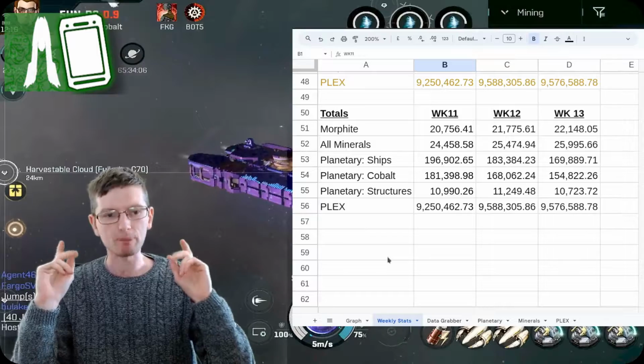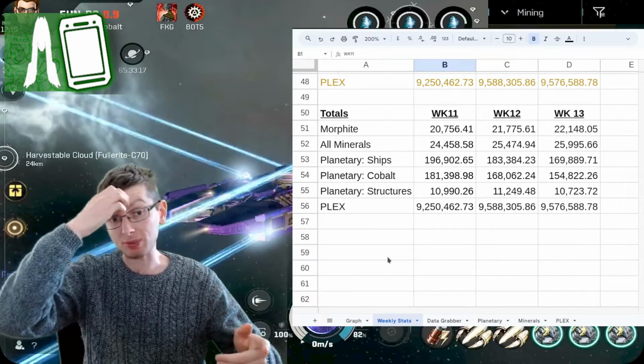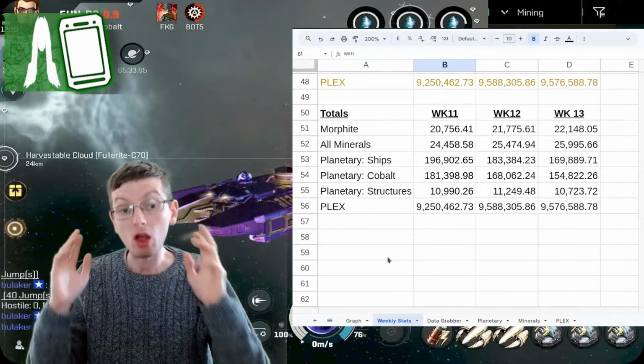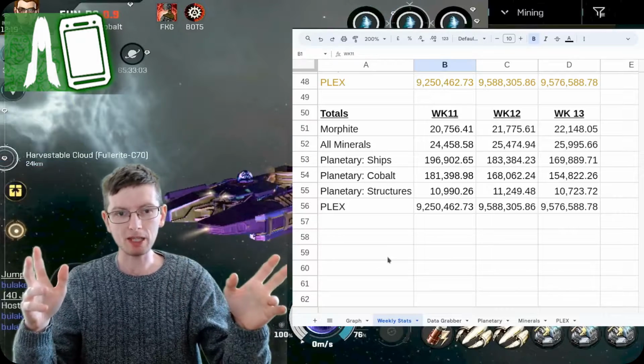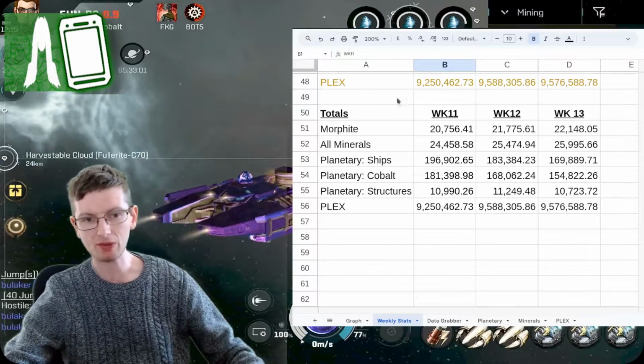Anyway, as I was saying, we're going to be keeping track of PLEX prices as well. So anyway, those are the categories that I'm going to be keeping track of. So let's start at the top, shall we?